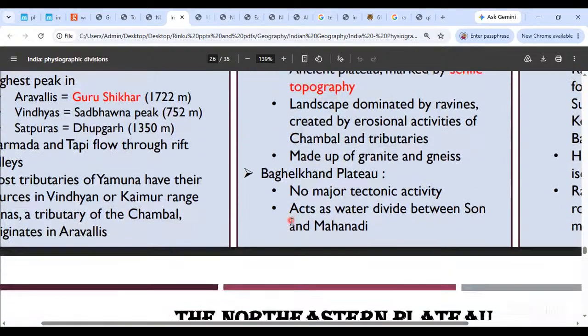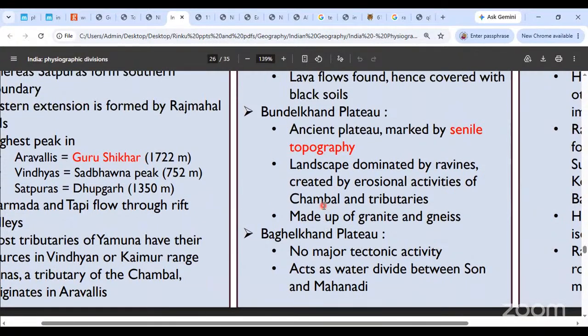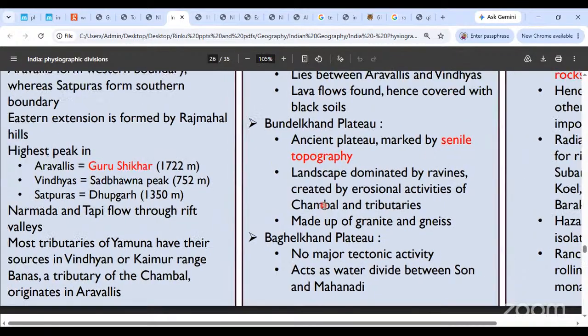And then of course you will find the Baghelkhand Plateau. On Baghelkhand Plateau, you don't find any major tectonic activity. It is known to be a water divide between Mahanadi towards this side and the Son towards the other side. A water divide करके act करेगा. To understand the water divide, right? It will direct the rivers in two opposite directions. So Mahanadi towards the east and Son towards the west. Son is a tributary of the Ganga. Mahanadi is an independent river by itself, a large river on the plateau.